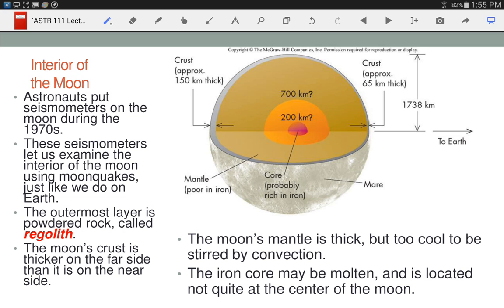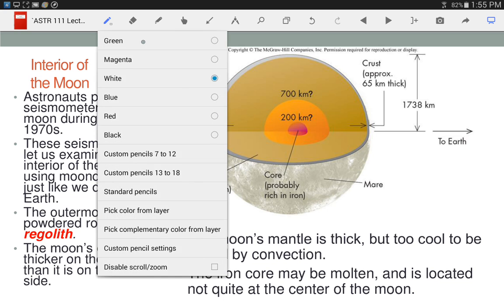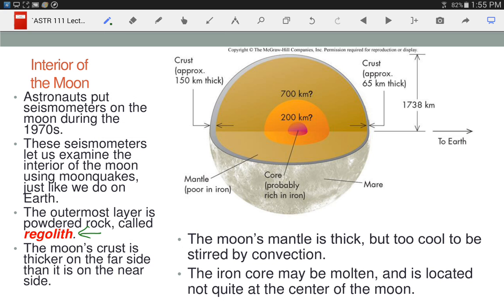The interior of the moon is real. Okay, here's where it actually has the word I was looking for. White does not show up well on that slide. The word I was looking for was regolith. So here's what I'm going to actually talk about. I think the next slide will show a picture.